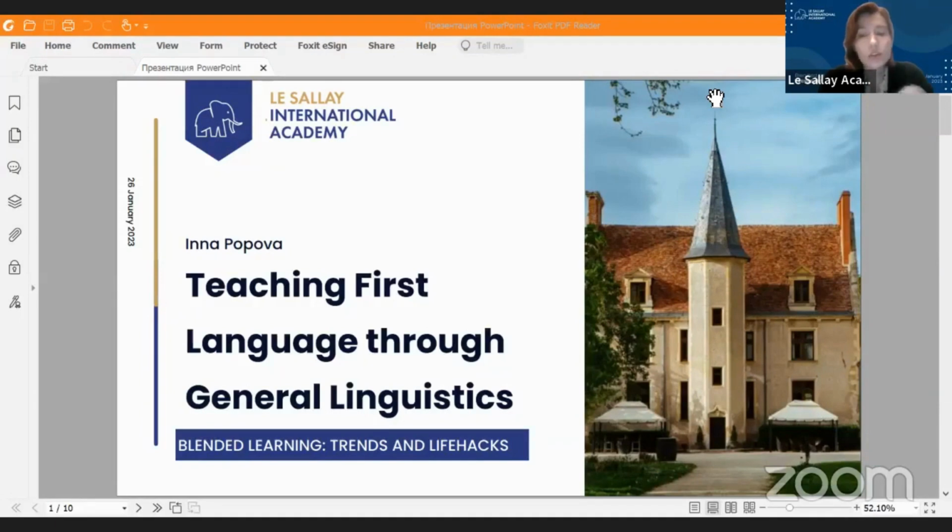She's going to talk about teaching language through the integral linguistic perspective, because this is something that she does. We will discuss the ways that level 1 or different languages could be taught through the layered structure of general linguistics. So, Inna, the floor is yours.